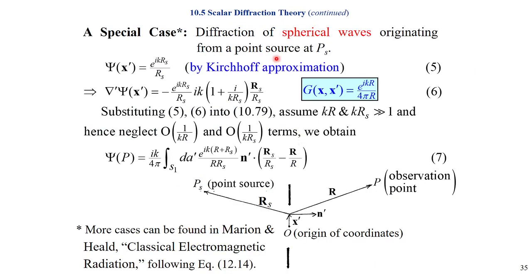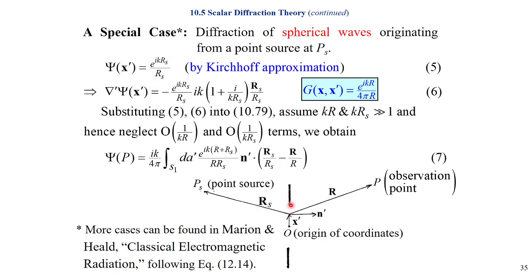Okay. Now, I will give you several examples. First, I will give you a special case: diffraction of spherical waves. And we still use the old Green function. So there is a point source here, and that's a spherical wave, originating from a point source at PS. That point source generates a spherical wave, and we use Kirchhoff approximations.